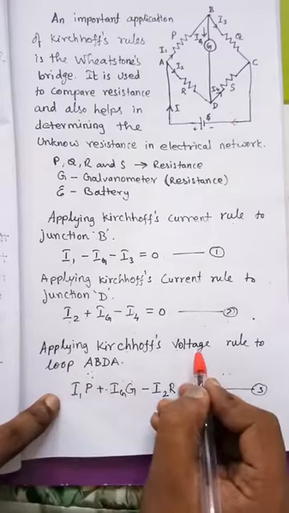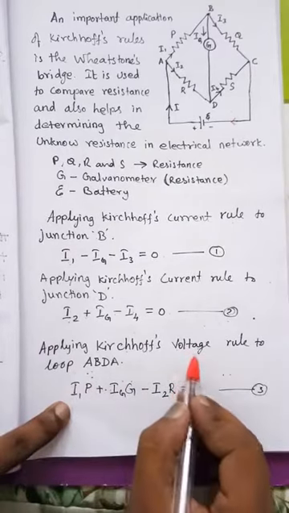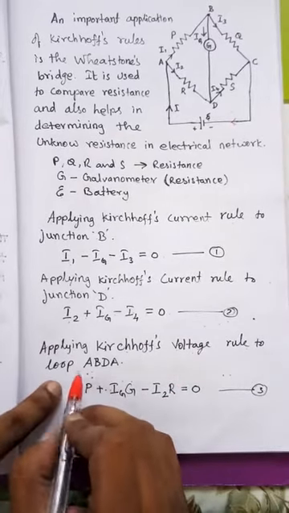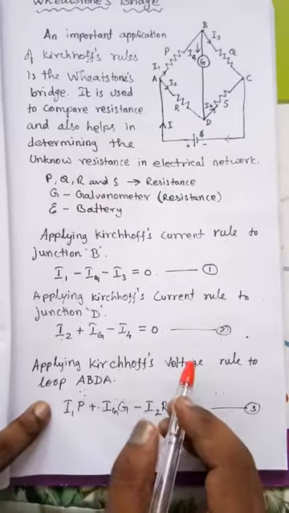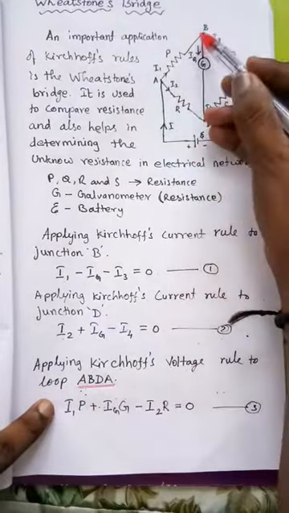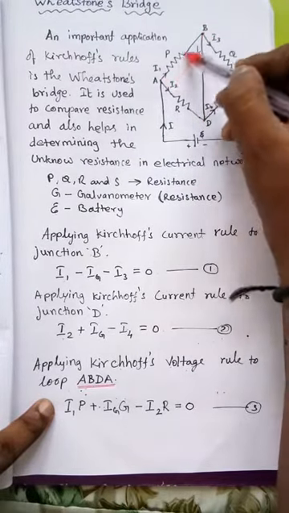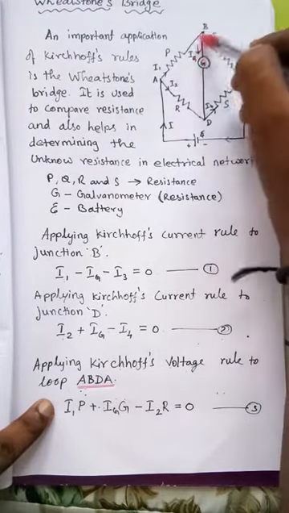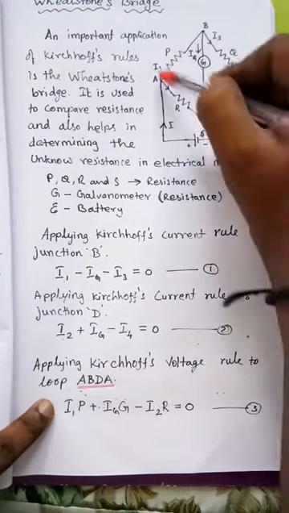Now apply the Kirchhoff voltage rule, that is the loop rule. Very important: a loop means you have to take one closed path. So take the first closed path, ABDA. What does the second rule state? The sum of the products of resistance and current. Start from A to B, B to D, D to A.